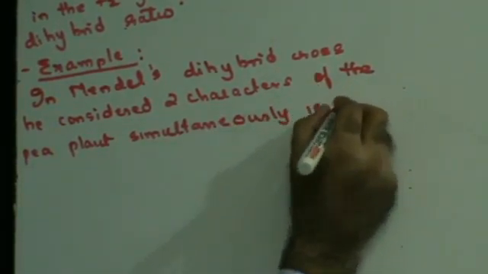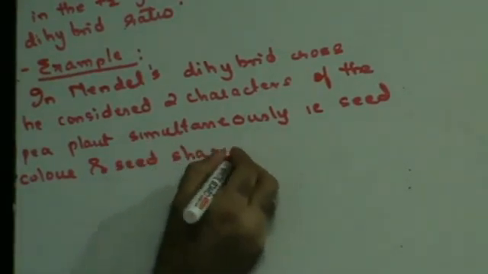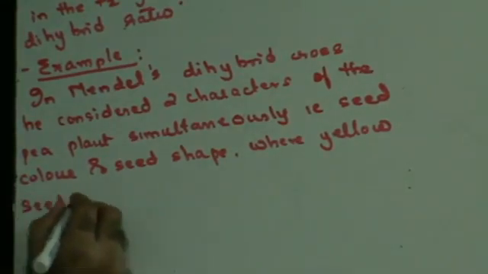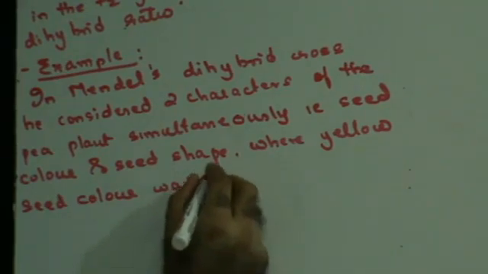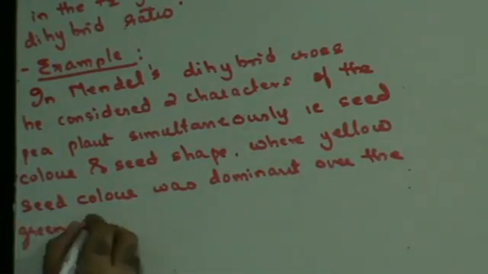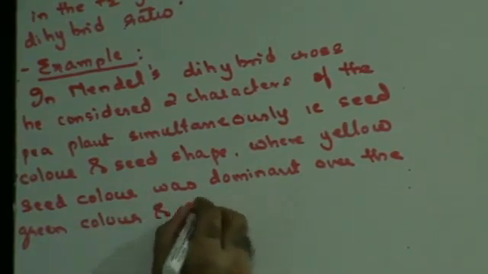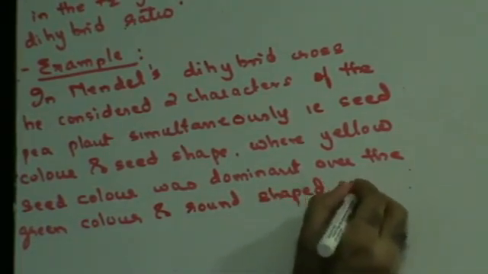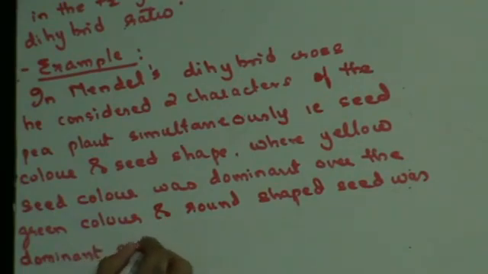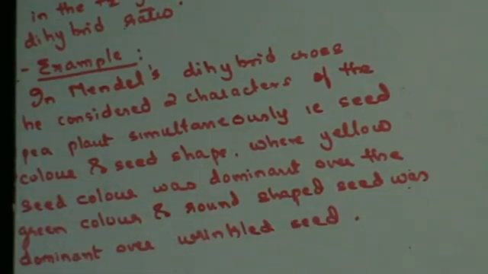He considered two characters simultaneously, that is seed color and seed shape, where yellow seed color was dominant over the green color, and the round shaped seed was dominant over the wrinkled seed. So that was the experiment that he did.